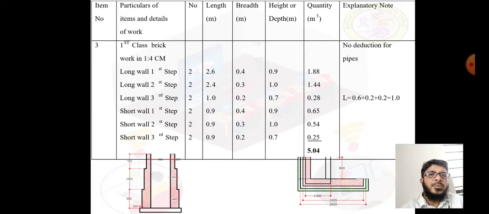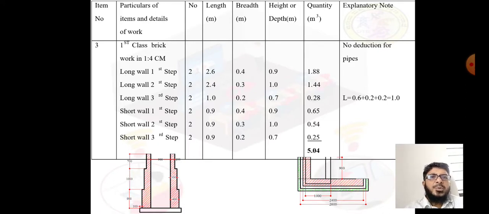For the last wall step, two numbers, but here the length is 1 meter, because it is the entrance wall of the manhole. You can see from the plan and section that its length is 1 meter, its thickness is 0.2 meter, and its height is 0.7 meter. So you will get 0.28. In the explanatory note you have to write how you got that length: 0.6 meter is the opening, then 0.2 meter thickness either side. If you add, you get a total outward length of 1 meter.